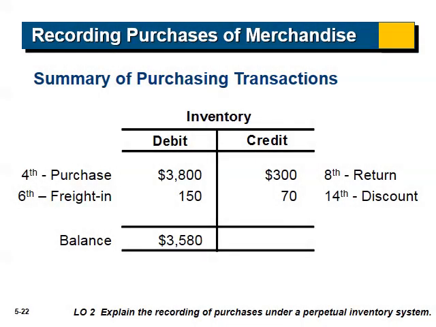So here's a summary of the purchasing transaction. You bought the inventory on the 4th. That was $3,800. On the 6th, you paid for the freight. That goes into your inventory account. Both of those increase inventory with debits. And then on the 8th, you returned $300, so you had to reduce your inventory. And then you took the cash discount for paying early on the 14th. And so what you owe, the balance is $35.80.